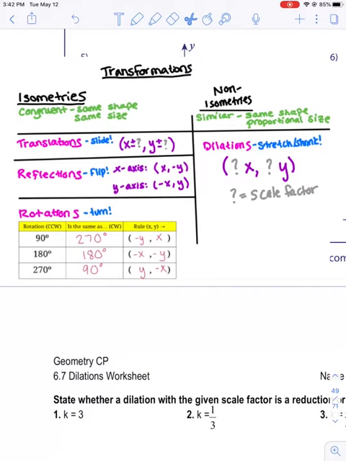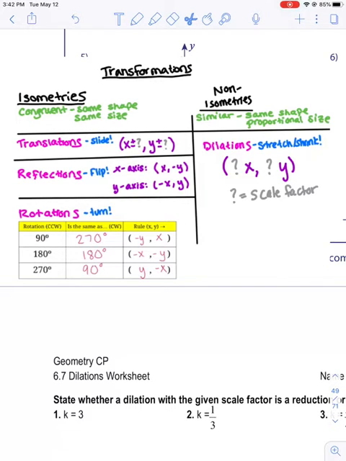Hey, more transformations today, and we're actually going to be starting our last type of transformation. So we've covered all the isometries. Those are ones that produce congruent figures: translations, reflections, and rotations. Those are same shape, same size. Today we're going to cover the one non-isometry, which is dilations, and that creates a similar figure.